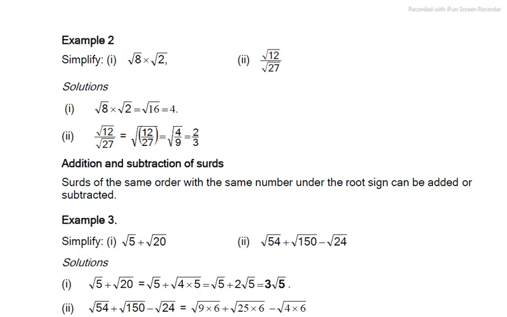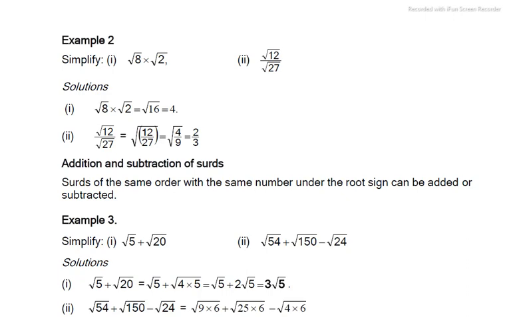Root 12 is 4 times 3, so that is root 4 times root 3. Then root 27 is also root 9 times root 3. So the root 3, since it is common, it will cancel, and then we shall remain with root 4 over 9. So since they are all square numbers, we end up getting 2 over 3. That is how we shall divide.